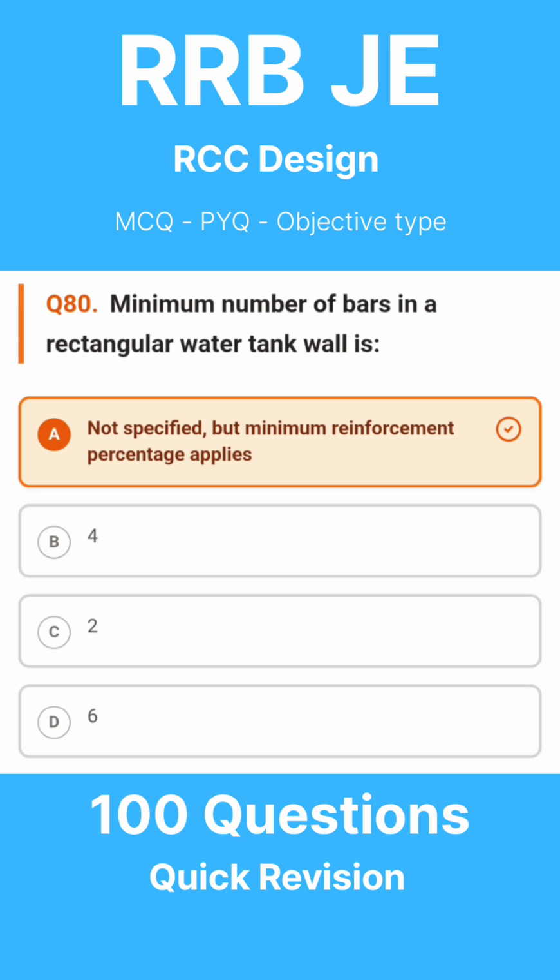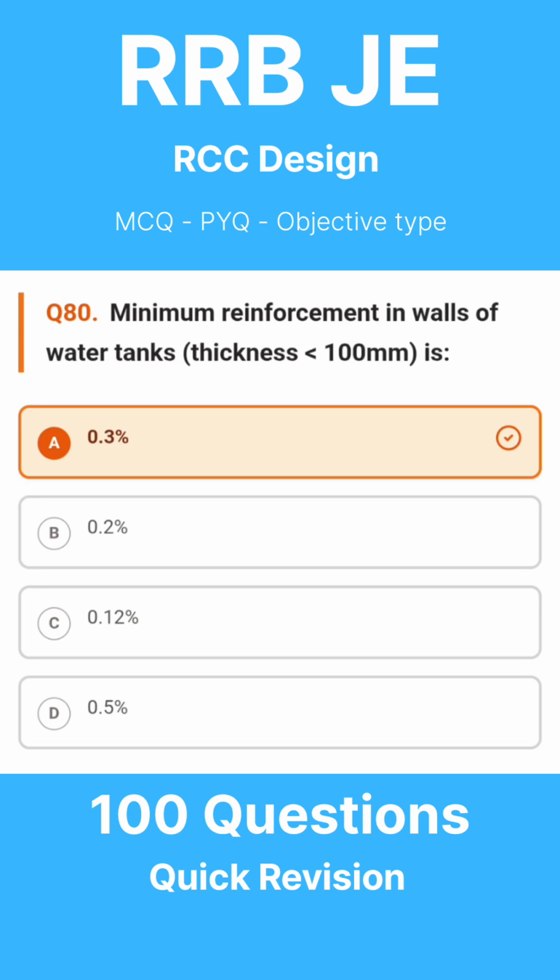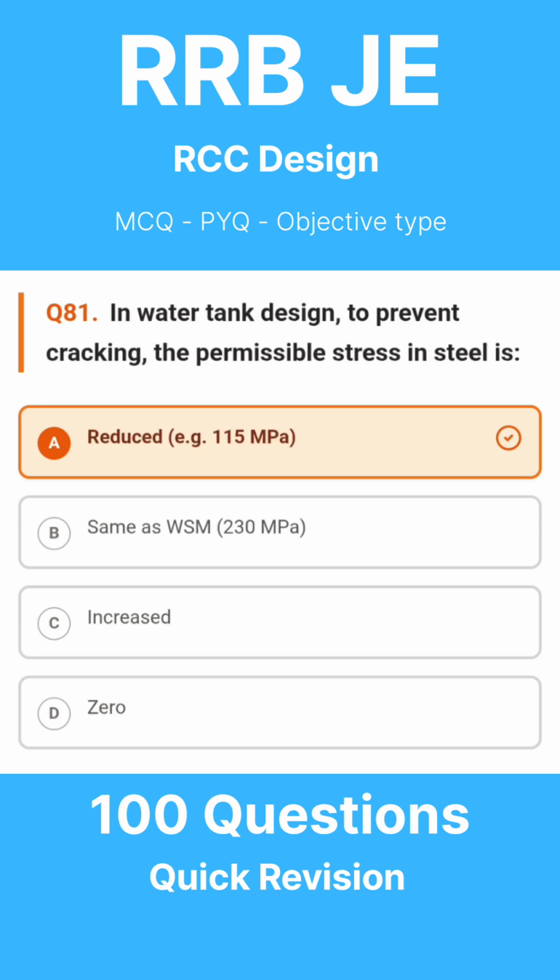Question 80. Minimum number of bars in a rectangular water tank wall is. The correct answer is not specified, but minimum reinforcement percentage applies. Question 80. Minimum reinforcement in walls of water tanks thickness less than 100 millimeters is. The correct answer is 0.3%. Question 81. In water tank design, to prevent cracking, the permissible stress in steel is. The correct answer is reduced, e.g., 115 megapascals.